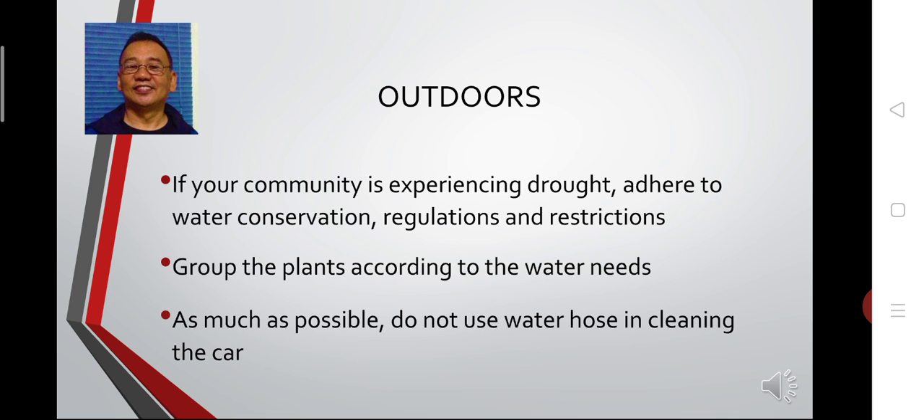For outdoor naman, if your community experiencing drought, adhere to water conservation regulation and restriction. Group the plants according to the water needs. May mga plantita at plantito dyan na yung may mga mini-maintain na plants regularly for water. May mga plants naman na hindi kailangan ng water too much, no? So, i-group lang daw. As much as possible, do not use water hose in cleaning the car.